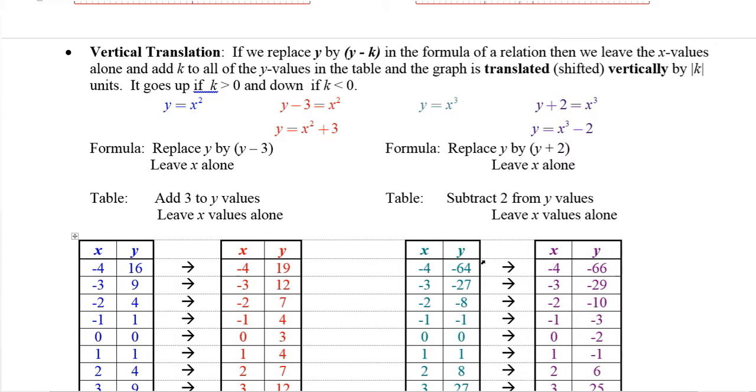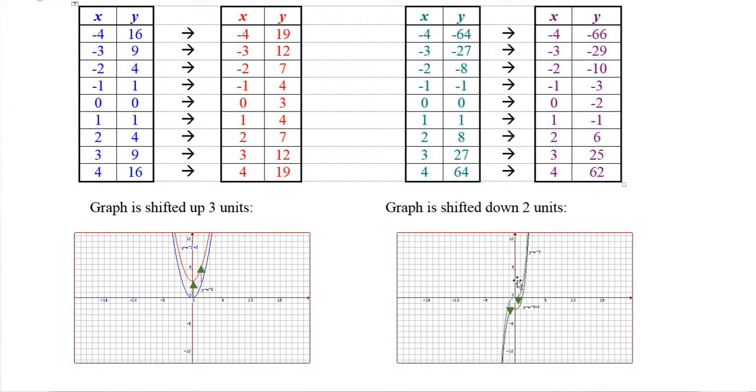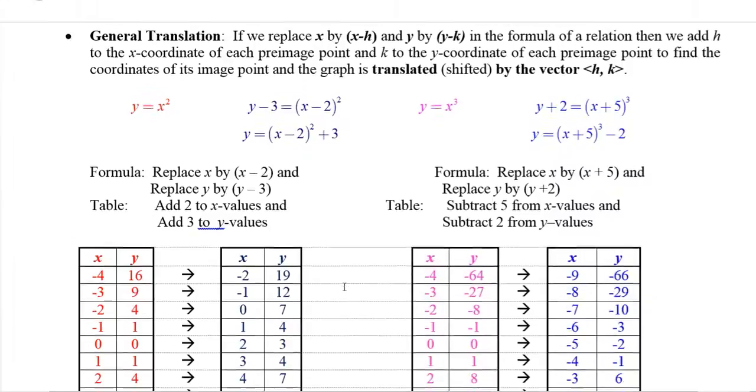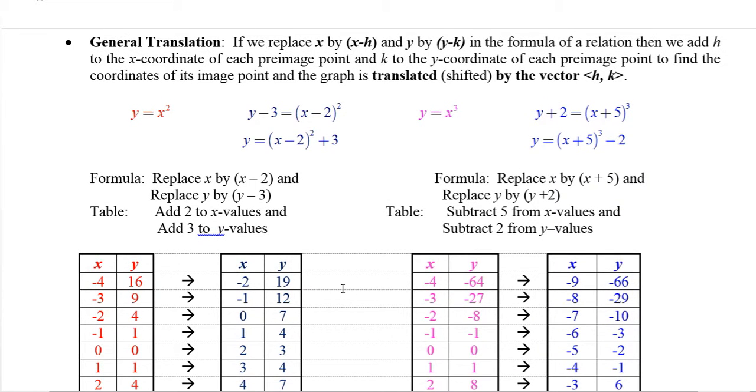So what do we really do? We subtract 2 from the y, so negative 64 minus 2 is negative 66, negative 27 minus 2 is negative 29, and so forth, leaving the x's alone, and we see that we're shifting down 2 units. Now, in general, we can do both of these things at once, and we can translate by some vector hk.